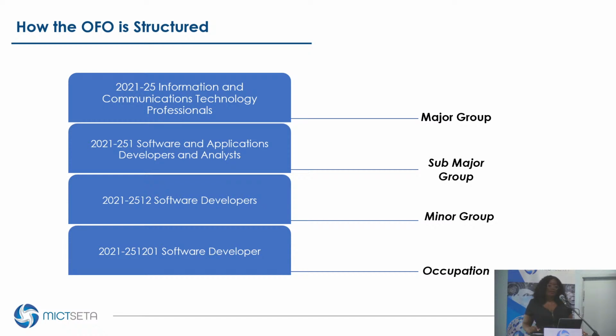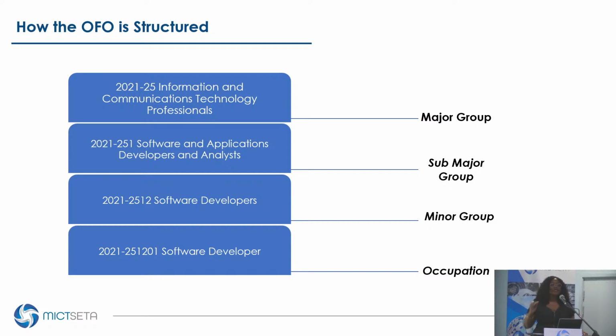And also we have the OFO structure in terms of where we start with the occupation, minor group, sub-major group, and major group. So we use the software developer as an example there, where the software developer and that 6-digit code is the occupation. And within the software developer, there are minor groups, which are software developers. They will use that code 2512. If we move up, we have the sub-major group, which is software and applications developers and analysts. Then the major group will fall under information and communications technology professionals.